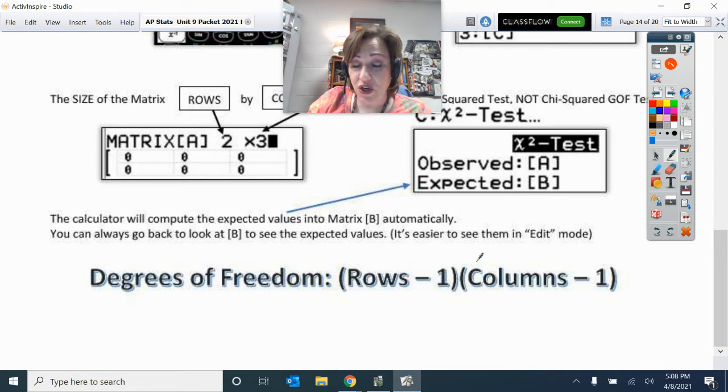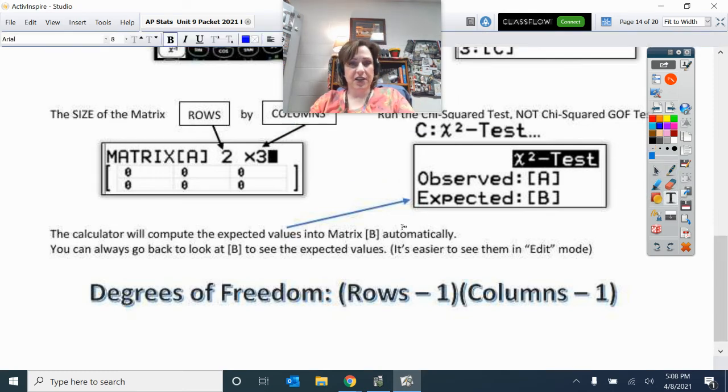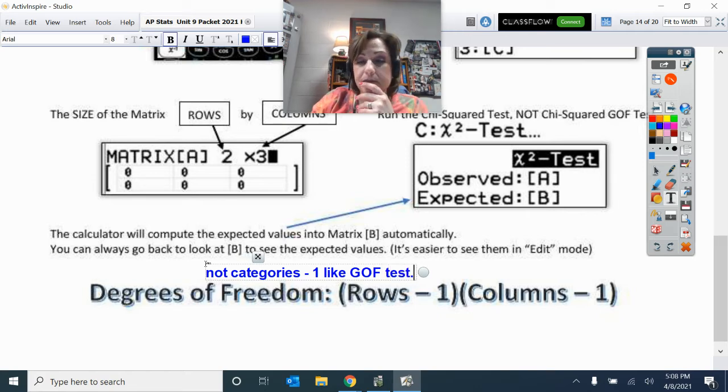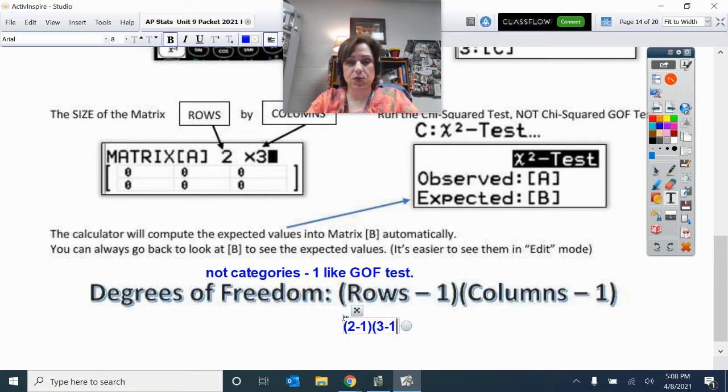Since it is multidimensional, it's not just categories minus 1. So here we have another thing that's different. It is not categories minus 1 like the goodness of fit test. Okay? It is your rows minus 1 times your columns minus 1. So what was that for our test? We had 2 rows, so 2 minus 1 for the rows and 3 minus 1 for the columns. If you multiply that together, you get 2. 1 times 2 is 2. So that's the degrees of freedom.